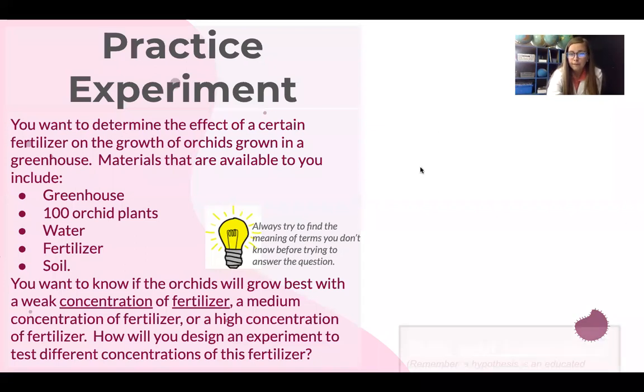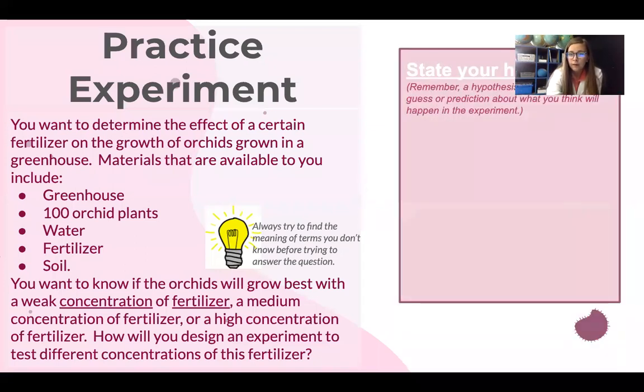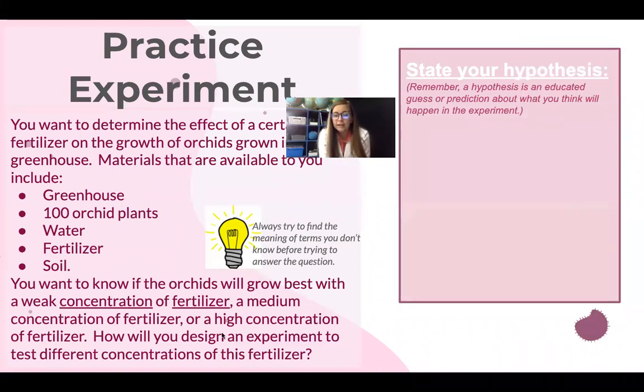So we know that we want to design an experiment to test different levels of fertilizer, something that helps plants grow. How might we, or what might our hypothesis be? If we're putting different amounts of fertilizer on plants to see how it affects their growth, what might our hypothesis be?